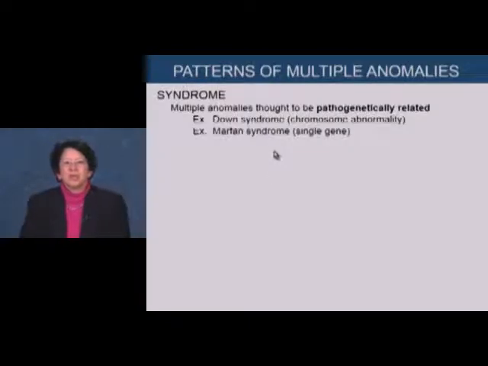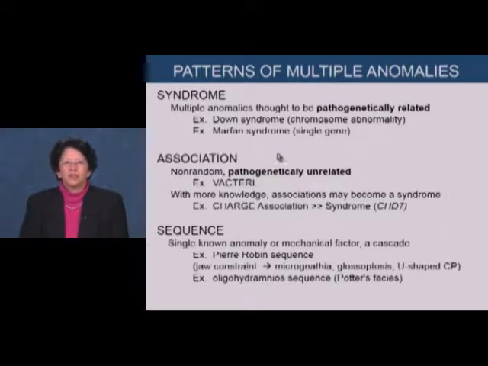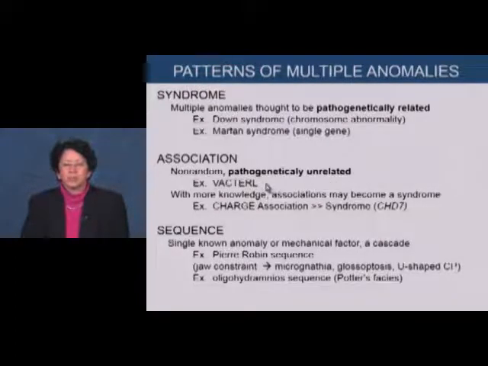Some definitions. We define multiple anomalies by syndrome. It's a word you've heard so many times. The formal definition is that these are multiple anomalies thought to be pathogenetically related, so something causes them. Down syndrome, a chromosome abnormality. Marfan syndrome, a single gene. And this is in contrast to an association: non-random, pathogenetically unrelated. And VATER association is common to most pediatricians.